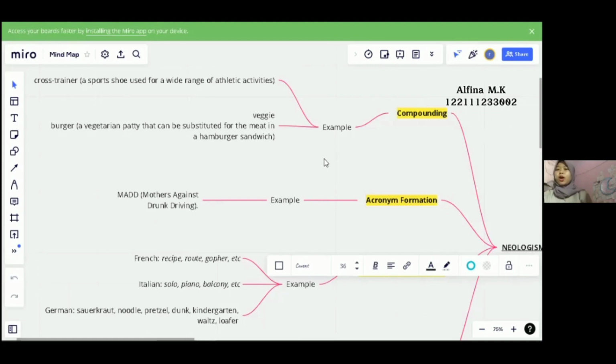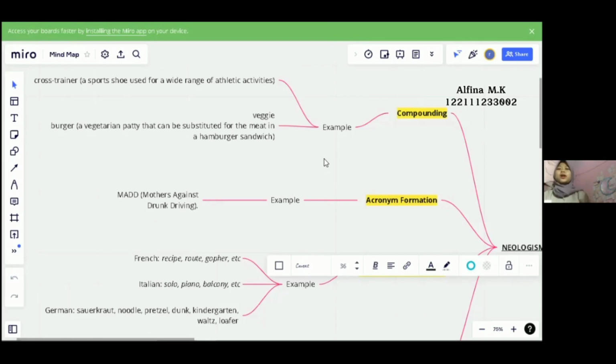The first one is called compounding. It is creating a word with more than one root. It is also a common way to label a new thing or activity. Examples of compounding are cross trainer, which is a sport shoe for a wide range of athletic activities, and veggie burger, a vegetarian patty that can be substituted for the meat in a hamburger sandwich.